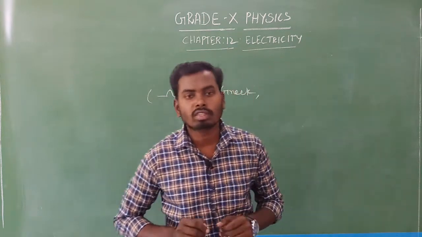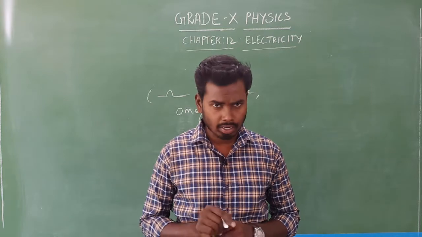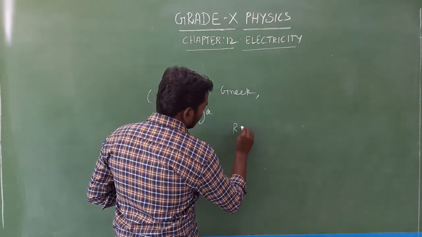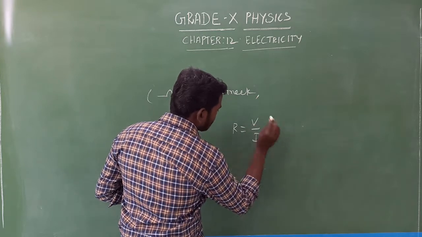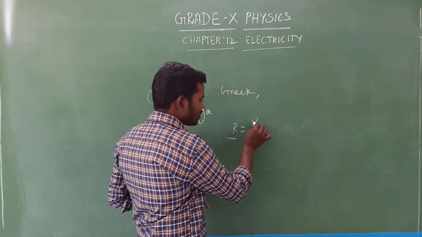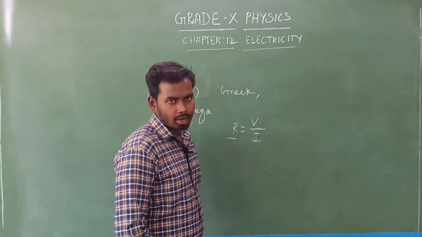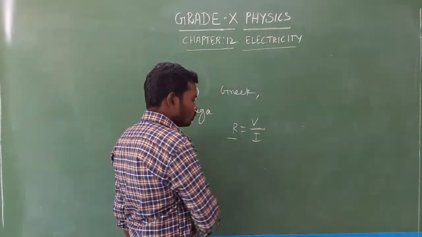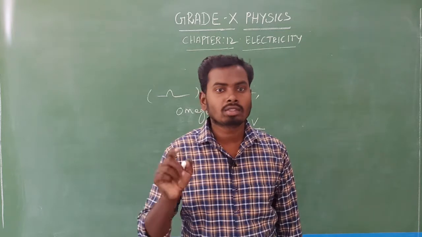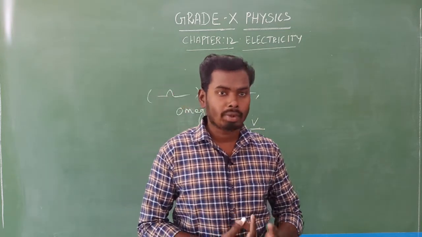So already we know resistance is equal to, what is that? Potential difference divided by current. Which means R is equal to V by I. This resistance is equal to potential difference divided by current. Is it clear? Yes. So already we know the resistance SI unit is ohm, the potential difference SI unit is volt, and obviously the current SI unit is ampere.